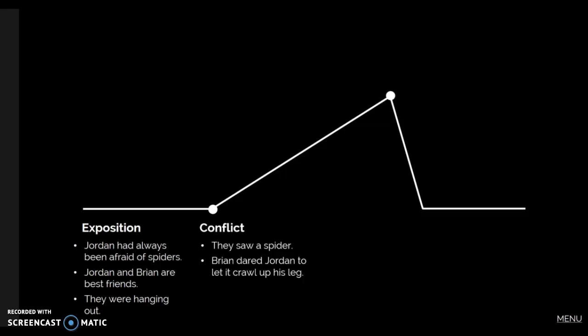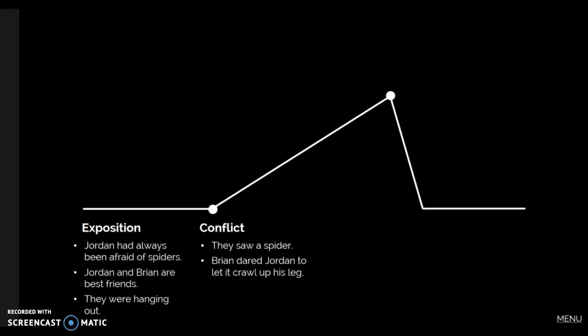Then we get the conflict. Something interesting happens, and this is the conflict, right? They see a spider, and Brian dared Jordan to let it crawl up his leg. Now, this is conflict here because Jordan's afraid of spiders. So now he has to kind of decide what to do.